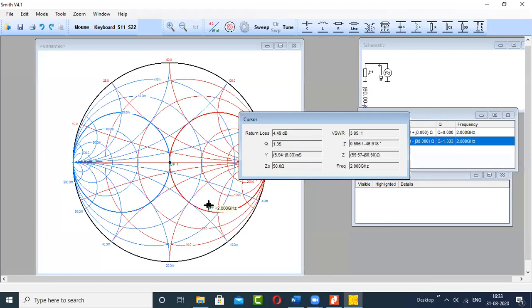So if I place this cursor here, you can see that it is 60 minus j80, and the corresponding admittance. The software is designed in such a way that both Z and Y can be seen simultaneously. That's why here, no need to convert Z into Y. But if you're using your Smith chart and working only with a Z chart, then definitely you have to convert Z into Y. If it is a ZY chart, then there is no need to convert this figure into Y.